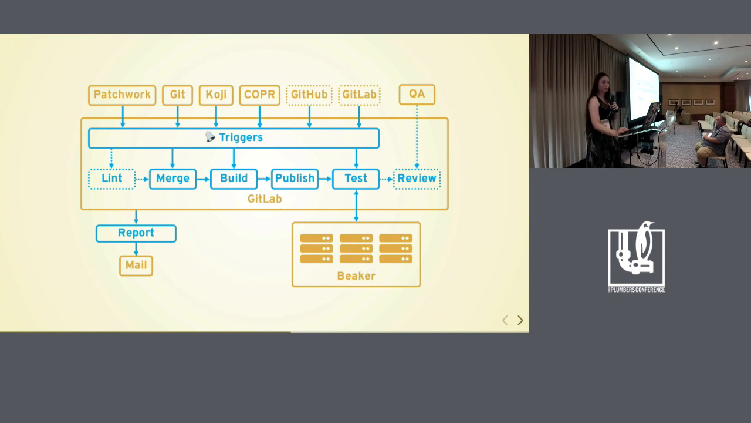The merge stage serves for either just cloning the Git tree or also applying the patches in case patches are being tested. Then we obviously build a kernel, publish it so people from upstream can download the binary directly and get the kernel we actually tested. The test stage follows. We are doing the testing in Beaker, which contains all those machines Nick talked about.